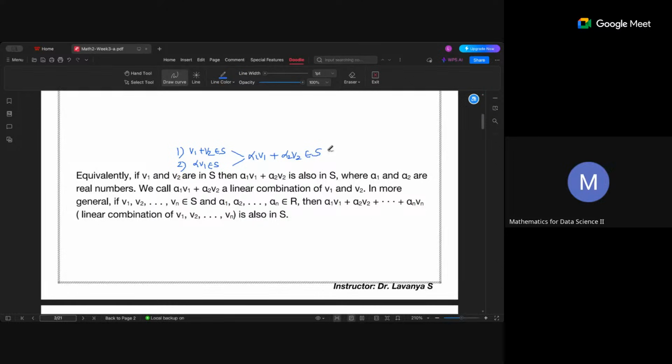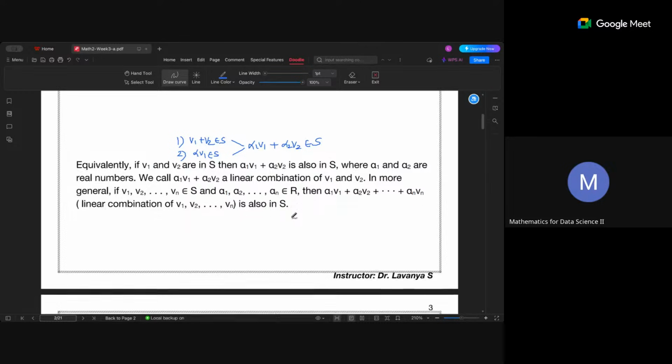What is a linear combination? Do you all remember? If you have two vectors V1 and V2, then alpha 1 V1 plus alpha 2 V2, for some scalars alpha 1 and alpha 2, is a linear combination of V1 and V2, right? So this is the same as checking whether the linear combination is in the set or not. In general, if you have any n vectors in S and any n scalars, then their linear combination should also be in S if these two properties are satisfied. So if S is closed under addition and scalar multiplication, this property also should be satisfied. Okay. Fine.